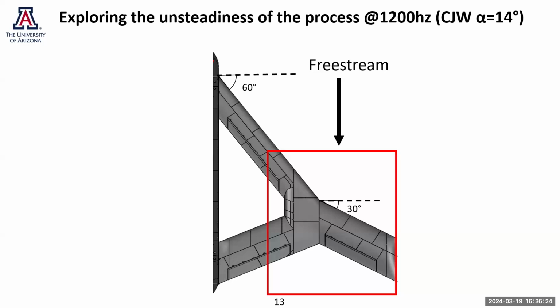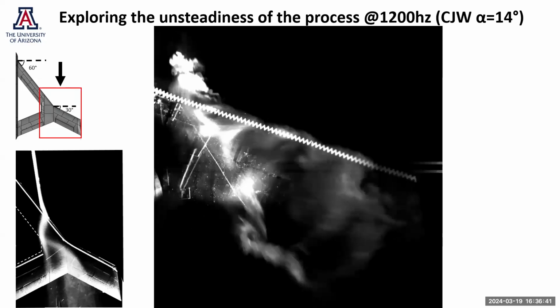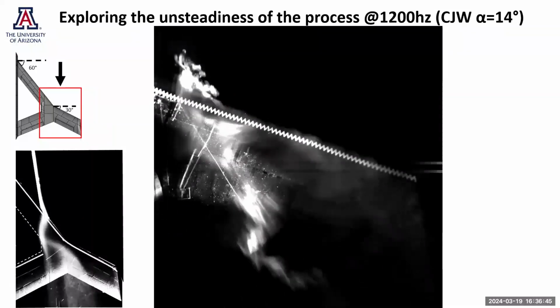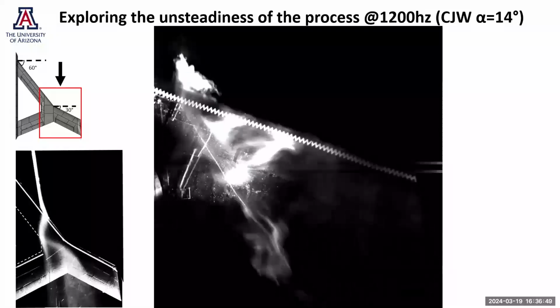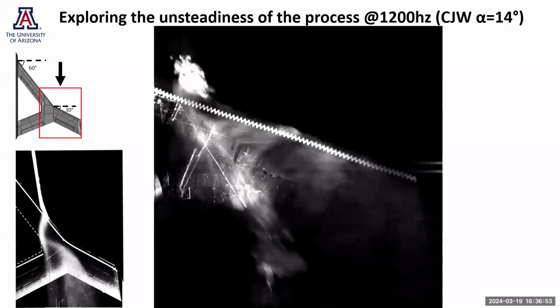So we are looking at this region, and this is a picture from earlier where we had a long time exposure of the smoke, and that showed the bimodality of the flow over the wing. Now, when we look at this region with smoke and a high-speed camera recording at 1200 hertz, you can see some flow structures that are developing. I'll let you just observe this.